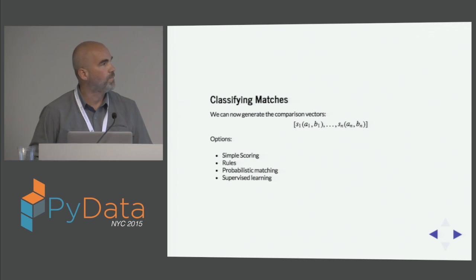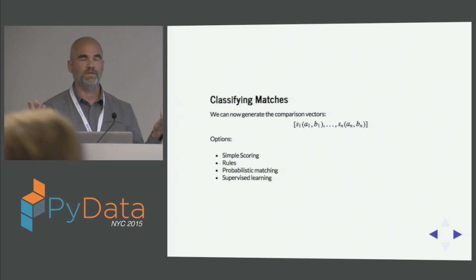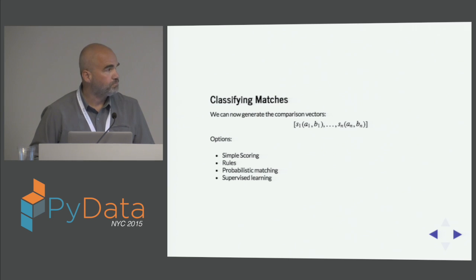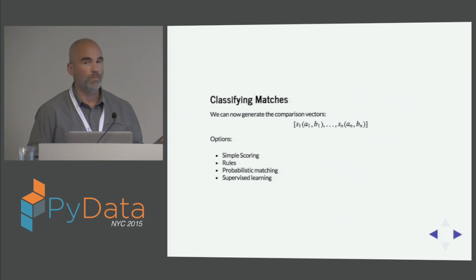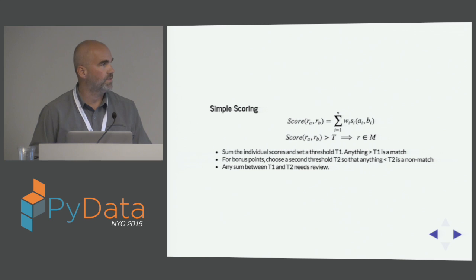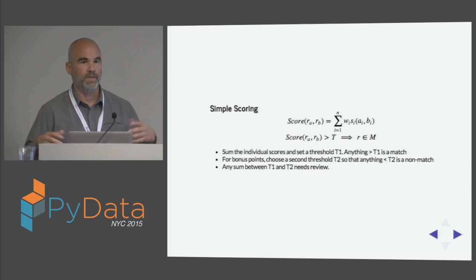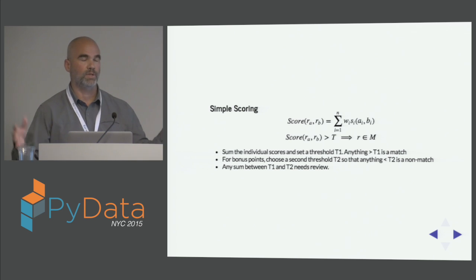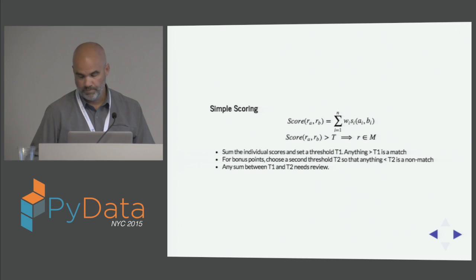Okay, now the last step is we've made these comparison vectors, and we have to figure out, are these things a match or not. The four things I'm going to hopefully talk about are simple scoring, rules-based, probabilistic matching, and just supervised learning. Mostly on the probabilistic matching stuff, because that's the most interesting, I think. Simple scoring means you have this vector of similarity metrics. You add them up. You say anything above a certain threshold is a match. Anything below is not a match.